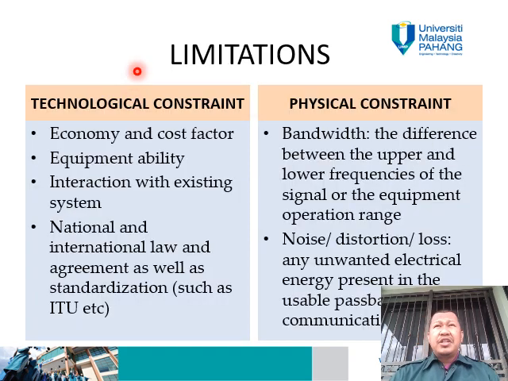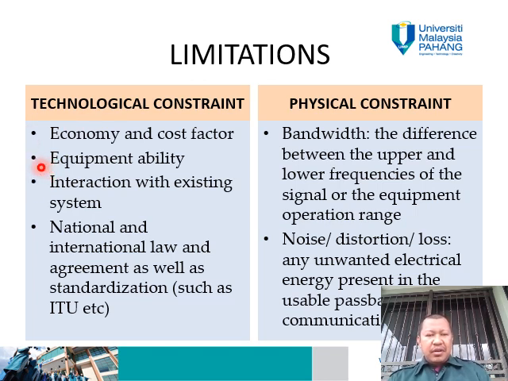So there are a few limitations in communication, which can be divided into technological constraint and physical constraint. So what is limitation in terms of technological? First, normally we will always talk about the cost. So economy and cost factor. The more expensive it is, the bigger the constraint. Okay. Next is the equipment ability.